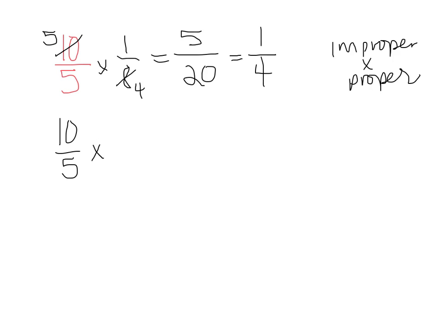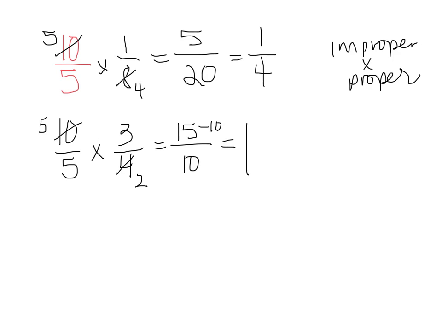Let's see what happens if I keep my 10 over 5, and this time I multiply by a bigger fraction that is proper. It's not going to be over 1, but it's pretty close to 1. Let's try 3/4. Okay, 10 and 4 can be reduced. Divide by 2, divide by 2, multiply across the top, multiply across the bottom. 10 goes into 15 one time without going over. 10 times 1 is 10. What's left? 5 over 10, which can be reduced to 1/2.